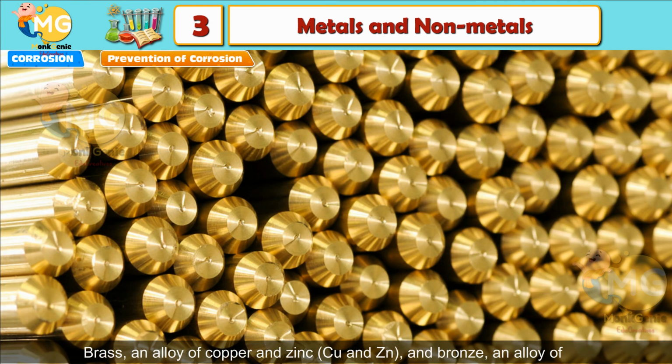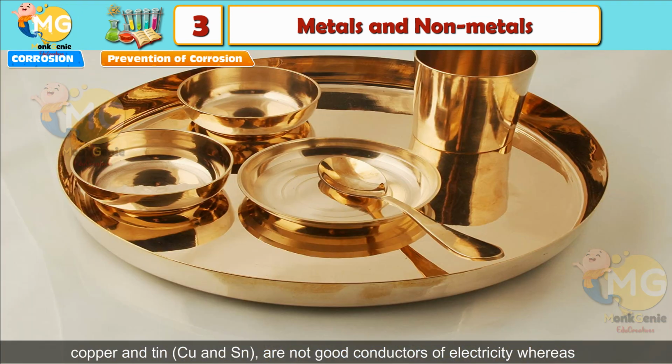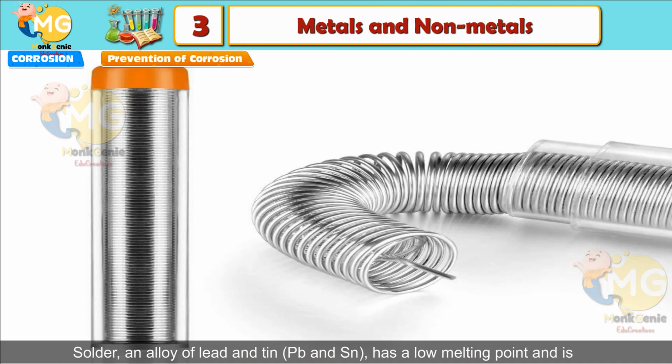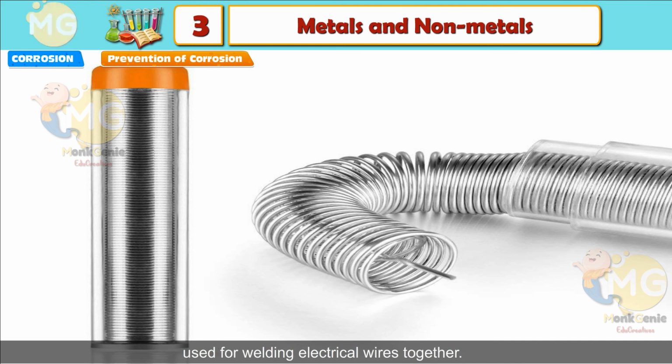Brass, an alloy of copper and zinc, Cu and Zn, and bronze, an alloy of copper and tin, Cu and Sn, are not good conductors of electricity, whereas copper is used for making electrical circuits. Solder, an alloy of lead and tin, Pb and Sn, has a low melting point and is used for welding electrical wires together.